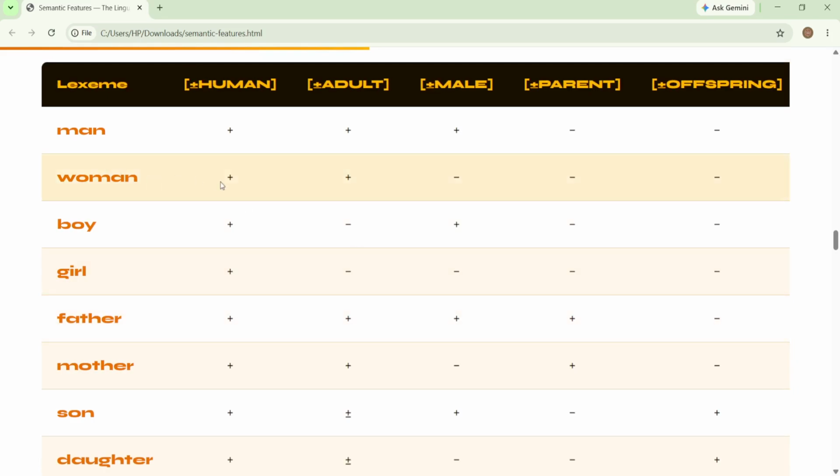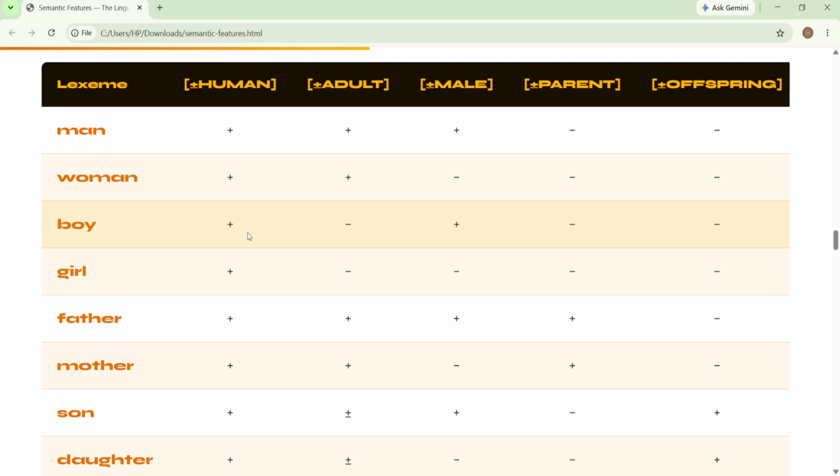Then comes the woman, so it's human. Then adult, obviously woman is going to be adult, otherwise it would have been a girl. Then male, no, female, woman is. And parent, well, not every woman is a parent, so negative here. Offspring, well, we're not discussing them. Then the next one is siblings, so negative here too, because not every woman has siblings, as some are only a single child.